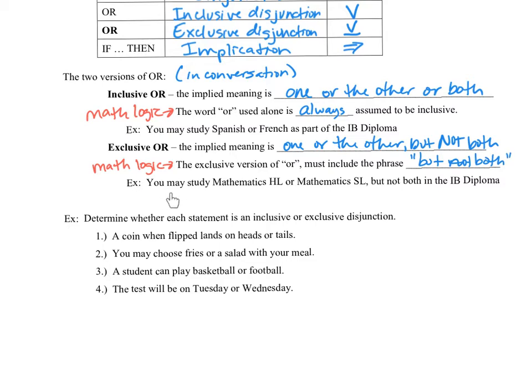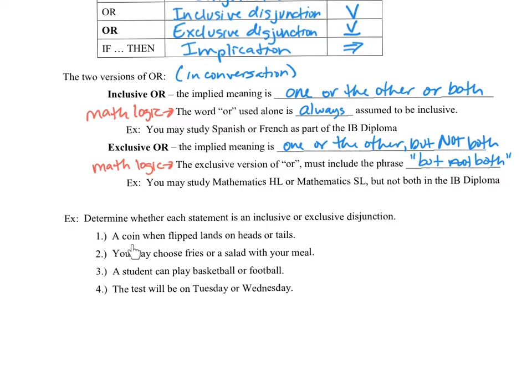So, for example, you may study mathematics HL or mathematics SL. Now, I wouldn't even need to include this phrase in the IB diploma because it's common knowledge that you couldn't be in both HL and SL mathematics. That just can't happen. So this phrase would not even need to be here, and the exclusive or would be implied. So let's look at some examples and determine whether these statements are an inclusive or exclusive use of disjunction, and we're just talking about everyday conversation.